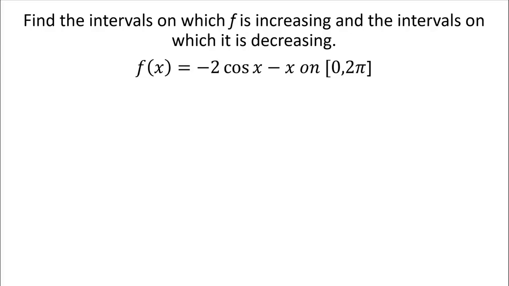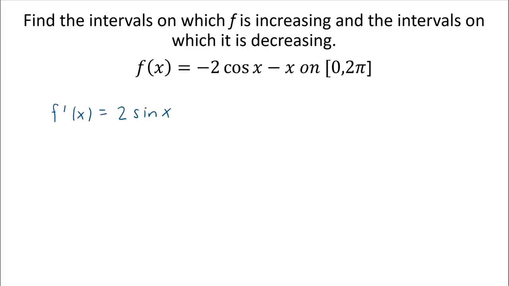In this example, we need to find the intervals on which the function is increasing and the intervals on which it's decreasing. And our function is -2 cos x minus x, and our interval of interest is from 0 to 2 pi inclusive. The first thing we need to do here is find our critical points. So how do we find critical points? We find the derivative of the function and set the derivative equal to 0.